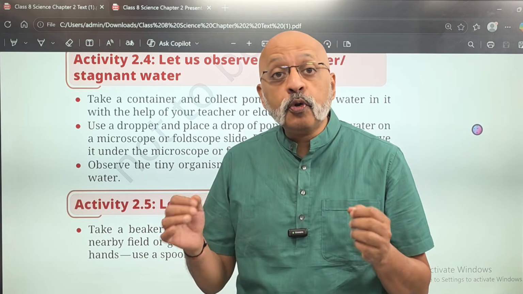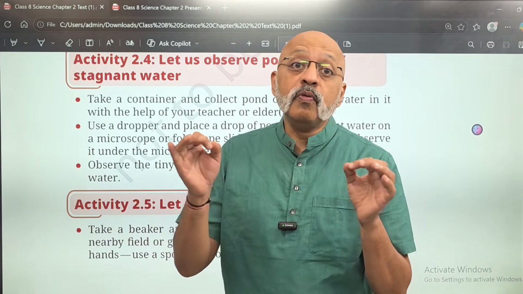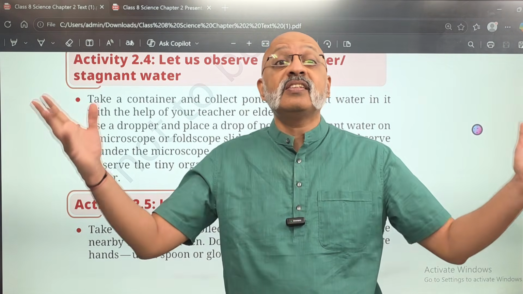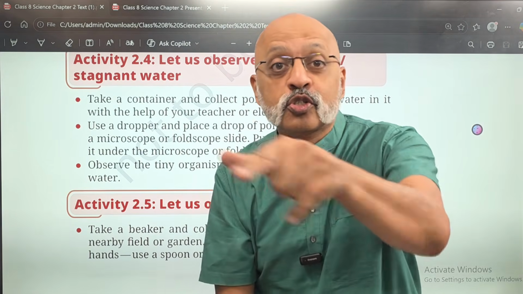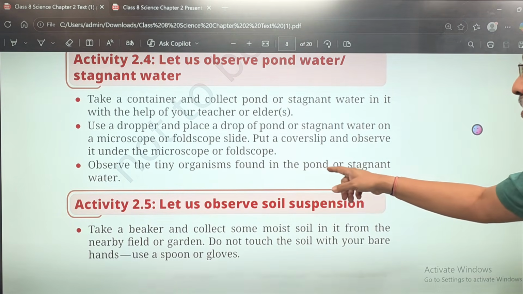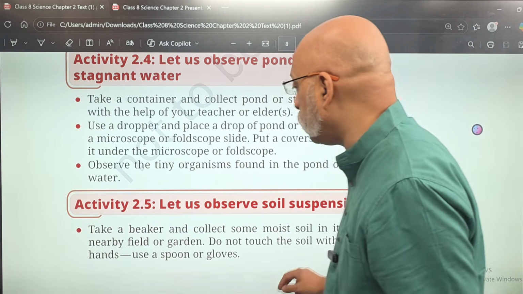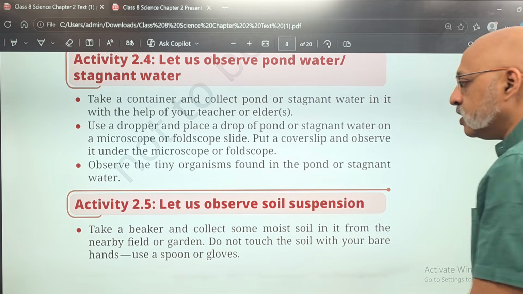When you put it under the microscope, what you will find is going to be a very fascinating world, invisible to the naked eye. But under the microscope, you will be able to observe the tiny organisms which are actually found inside that pond or stagnant water.